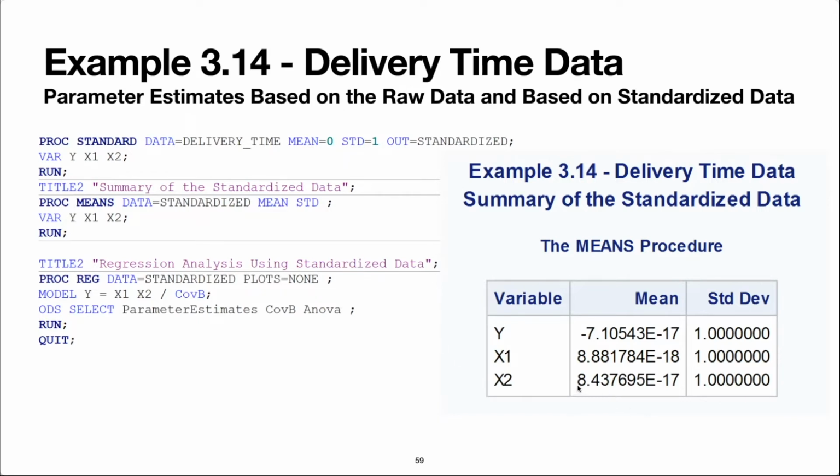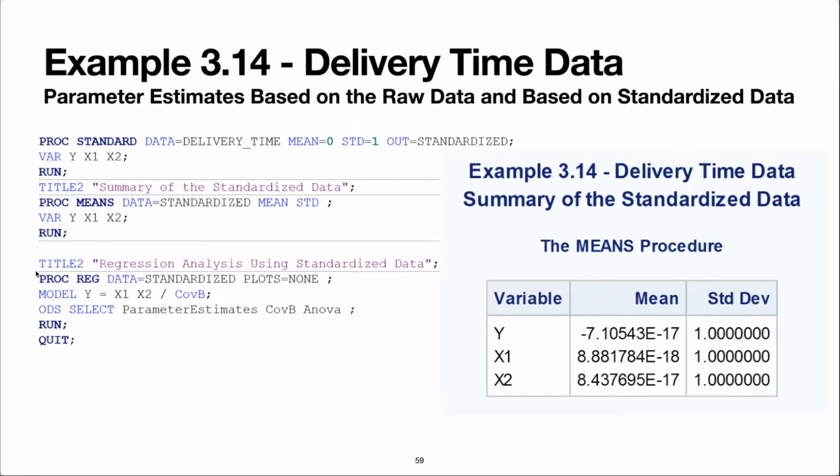And you can see here that the mean of y in the standardized data set is, for all intents and purposes, 0. Not quite, but that's just because of round off. So negative 7.1 times 10 to the negative 17th, that's pretty doggone close to 0. The mean of x1 is also 0, as is the mean of x2. And notice that for each of these variables, the sample standard deviation is now 1 in that standardized data set. So using PROC STANDARD has accomplished the goal of standardizing each of those variables so that each has a mean of 0 and a standard deviation of 1.